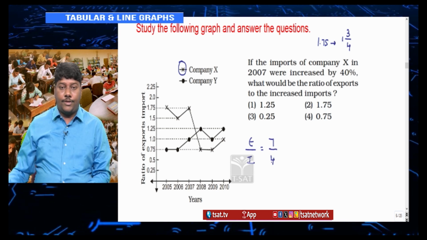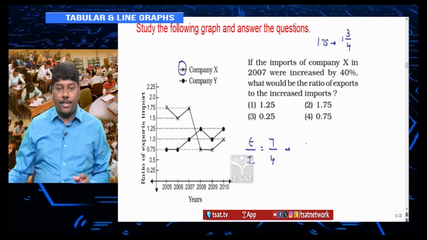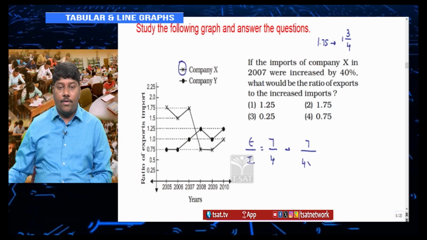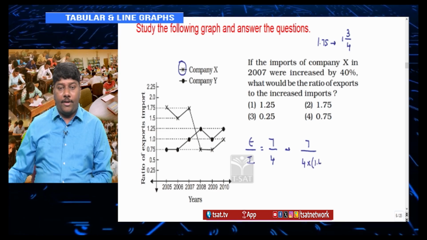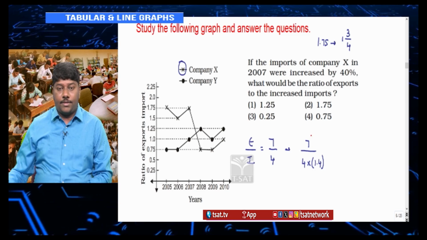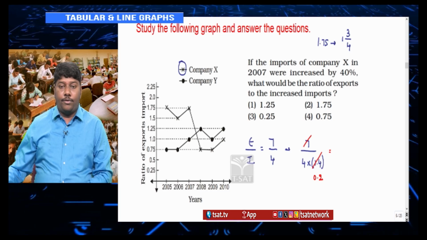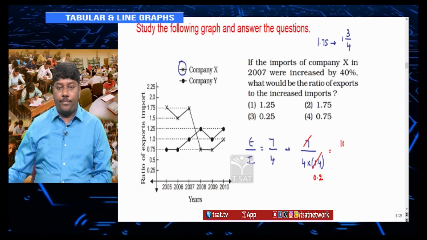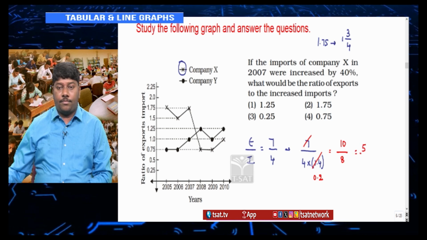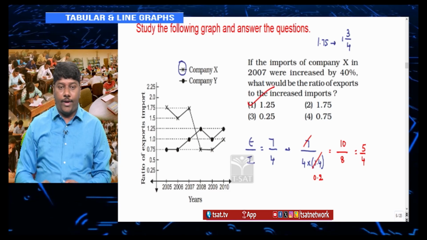So it is 7 parts exports and 4 parts imports, but imports is increased by how much? The exports is 7 only, but imports increased by 40%, so you just multiply it by 1.4. Why am I multiplying it with 1.4? Because it is increased by 40%. 4 times 1.4 is 5.6, so the ratio is 7 by 5.6. If you remove that 0.2 factor, it is actually 10/8, which is 5/4, which is in turn 1.25. So now the new ratio becomes 1.25.